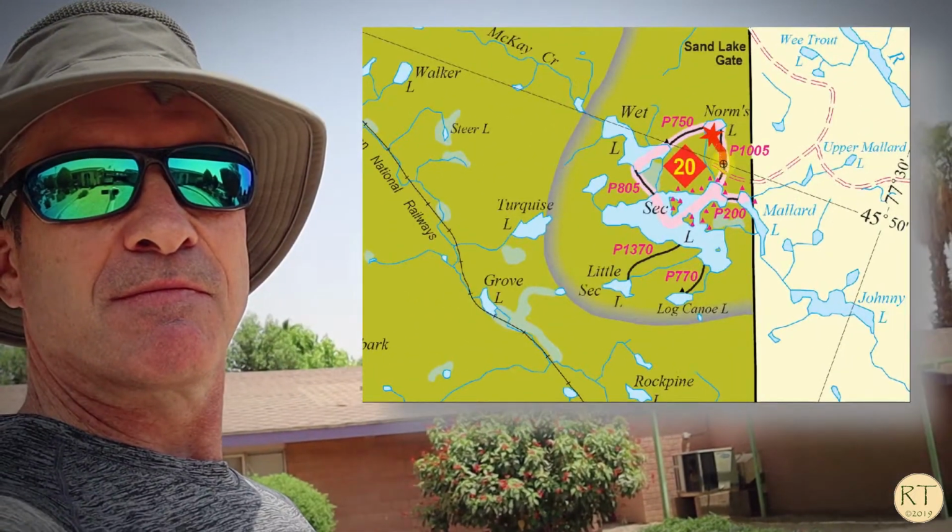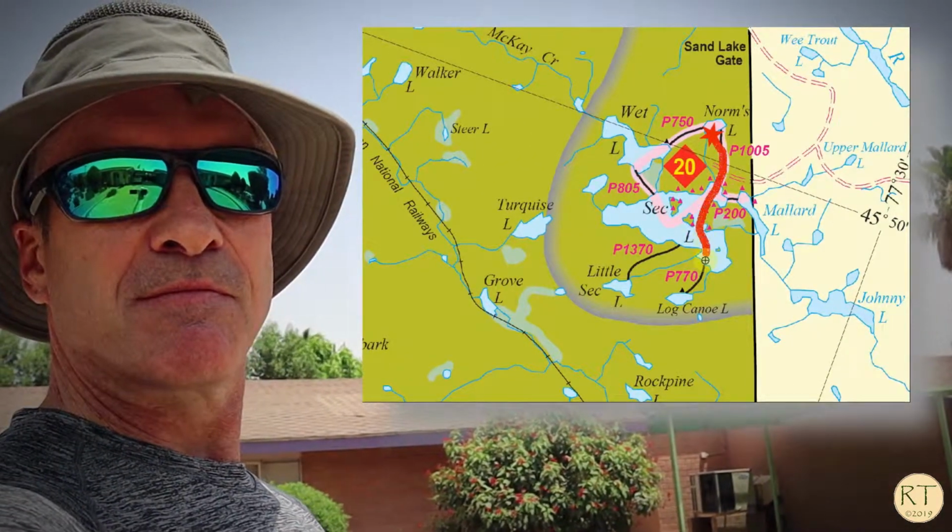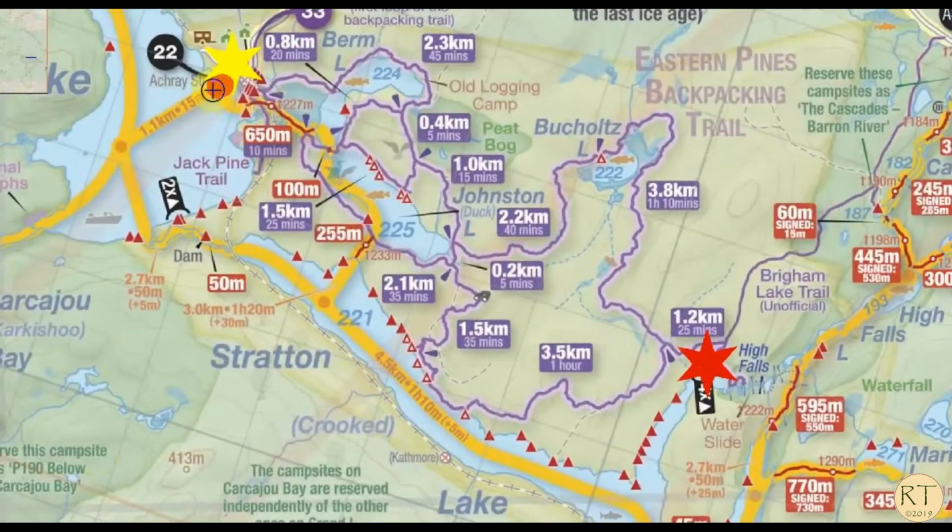Today I'm going to show you how to animate any map of your choice, like this. I'm going to start up here at Norm's Lake and paddle all the way down to Log Canoe Lake. Or like this. We'll start by paddling across from Outre, hitting the dam.